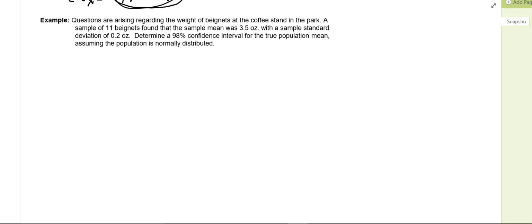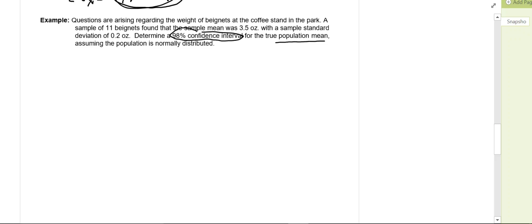Questions are arising regarding the weight of beignets at the coffee stand in the park. A sample of 11 beignets found that the sample mean was 3.5 ounces. The sample standard deviation was 0.2. I want a 98% confidence interval for the true population mean.